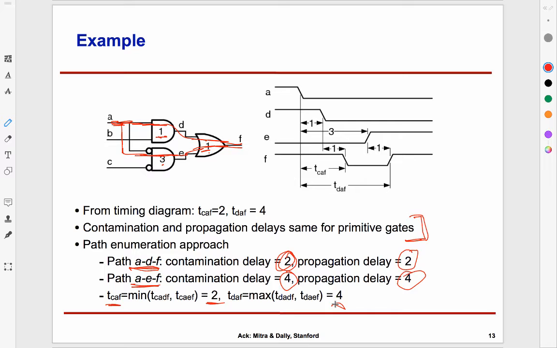Could you explain again why the delay for C was 4? Why did I get it wrong? Oh, okay. So C basically has just one path going through the bottom NOR gate and then through the OR gate. They are in series. Therefore, contamination delay is going to add up 3 plus 1. Propagation delay is going to add up 3 plus 1.